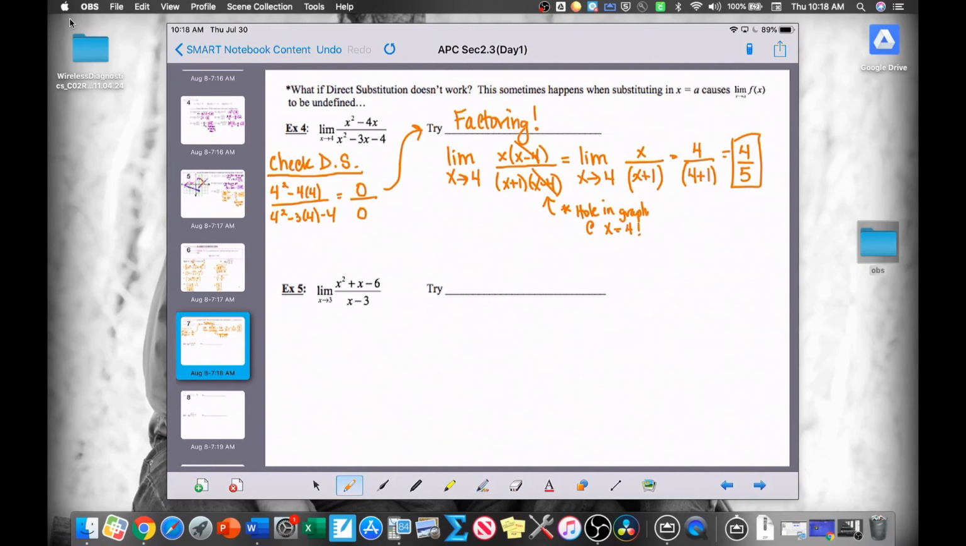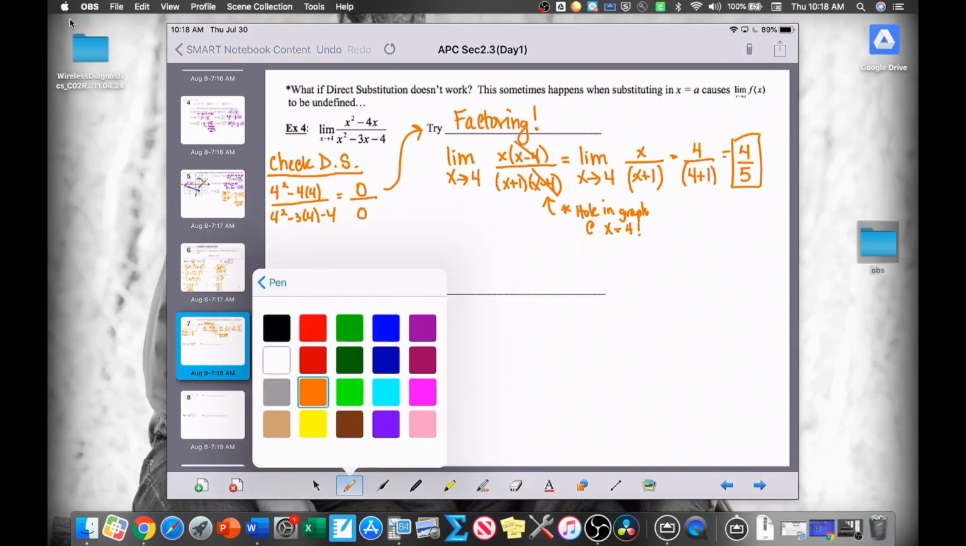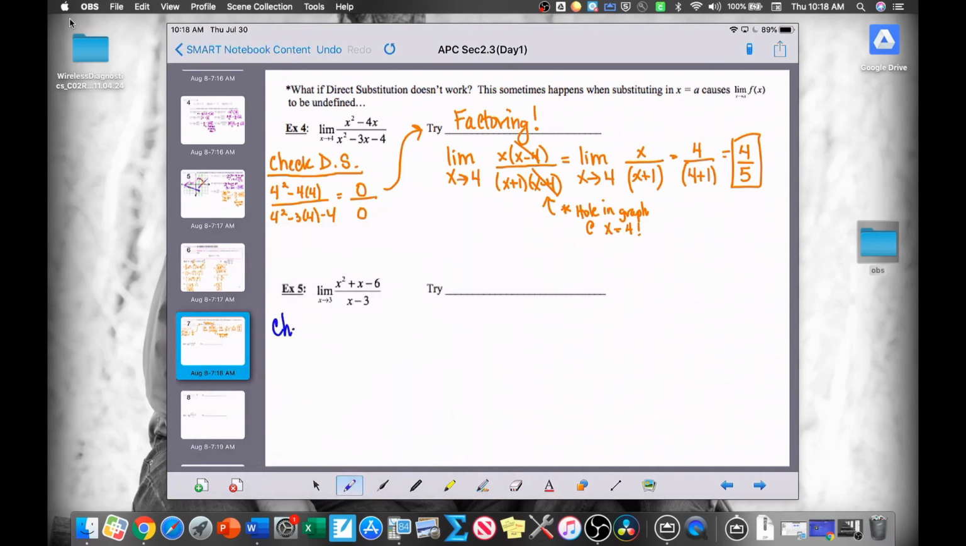Example number 5. Let's start with an attempt at direct substitution, see if we can do it. Sometimes we get lucky. So if we check direct substitution, we end up with 3 squared plus 3 minus 6 over 3 minus 3. Well, I can see that's going to be bad already. In the numerator, 3 squared is 9, plus 3 is 12, minus 6 is 6, but in the bottom, we get 0. Okay, so that just means do more work.